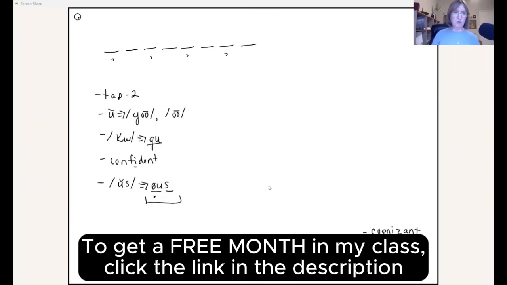Okay, so the tap 2 rule, which is in every word. The sound U can be spelled with just a single U. Qua is spelled with a QU. The I in the middle syllable doesn't need two consonants after it. And when you hear "us" at the very end, and when it's a suffix, you spell it O-U-S. Your word is ubiquitous.